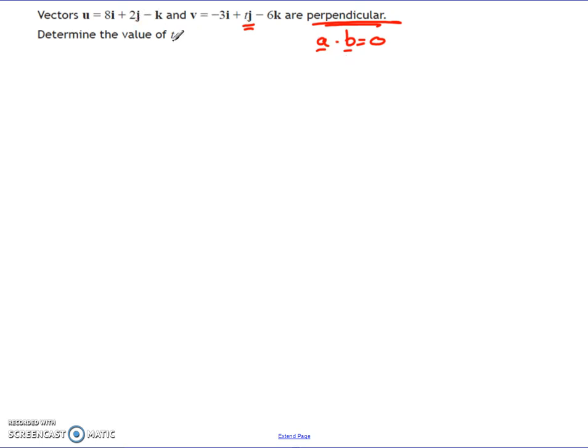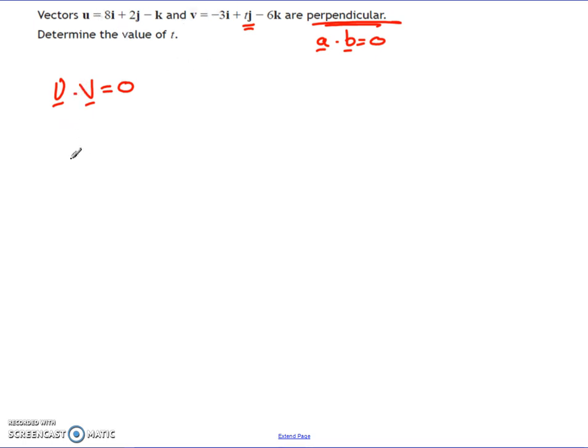We want to determine the value of t. Well, if we do u dot v, we're going to get some sort of scalar out of there, but it's going to have a t in it. It's going to be an equation, which we can then set equal to 0 and solve. So for this one, we want to do u dot v equals 0, and hopefully that'll allow us to solve it and figure out what the value of t is.